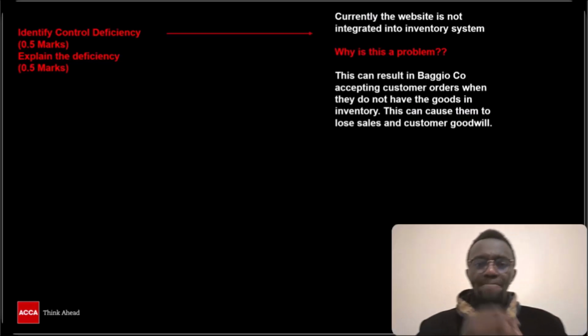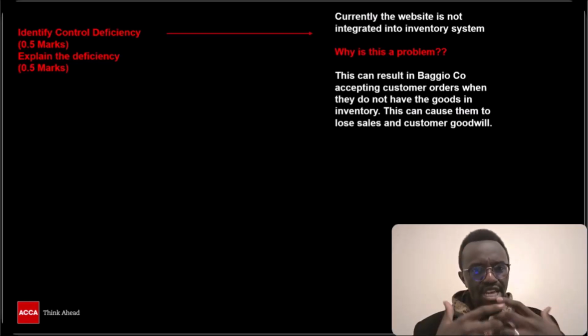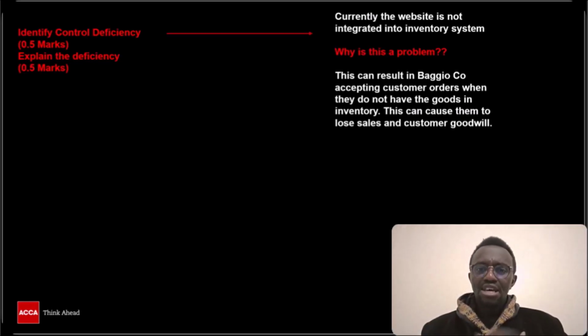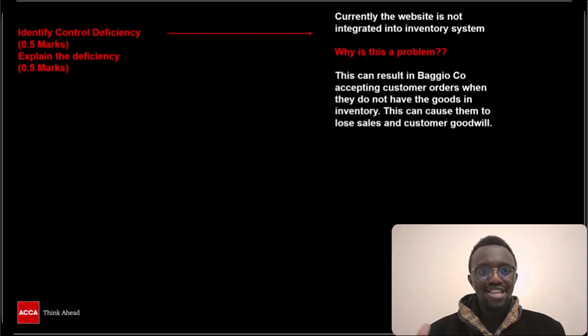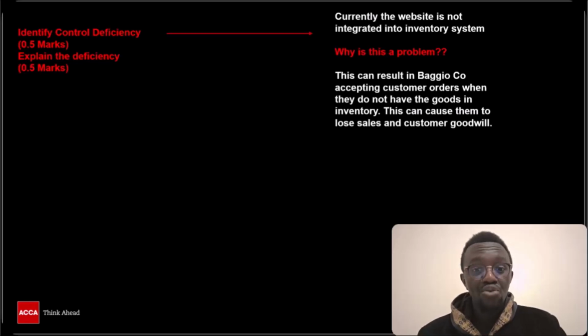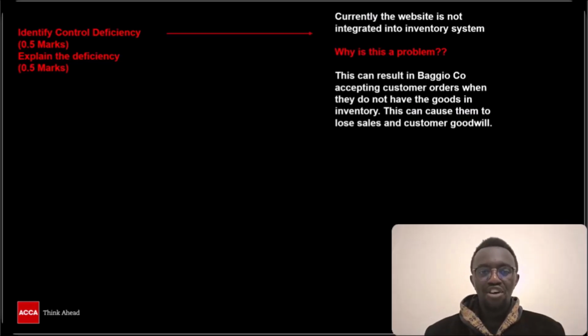You see, you've told me the fact that their website is not integrated into the inventory system means that these guys can accept customer orders on one end, but then they don't even have those goods in the inventory because customers could be placing orders, but you guys are actually out of stock. My goodness. So that means that customers would actually be hoping for their goods to be delivered, but nothing comes through because you guys don't even have the goods. And that will affect your relationship with them. You see, so when you're able to explain why this is a problem, I'll give you 0.5 marks for that. Then the control recommendation.